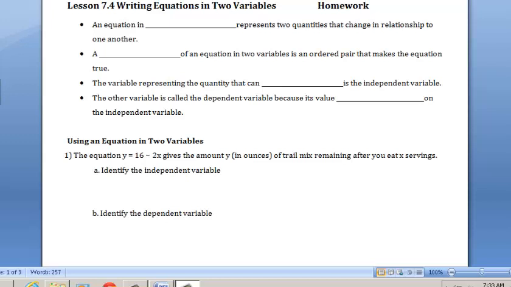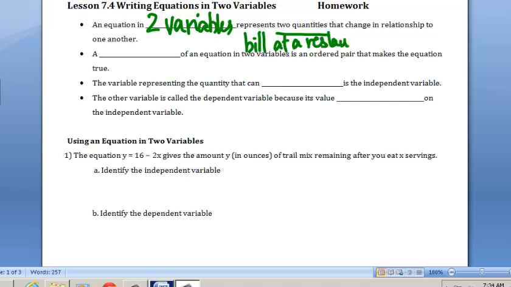An equation in two variables represents two quantities that change in relationship to each other. For example, the bill you pay at a restaurant depends on what you eat. In the same way, the amount that you pay to the cashier at a grocery store depends on the number and what grocery items you buy. So one thing is dependent on the other.